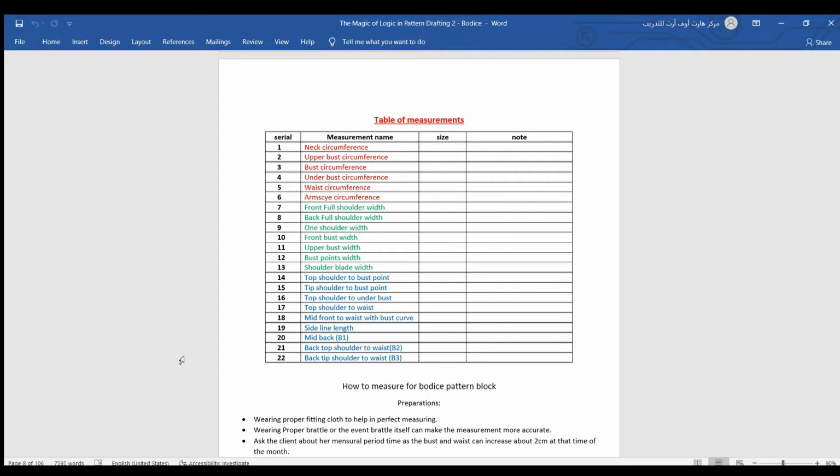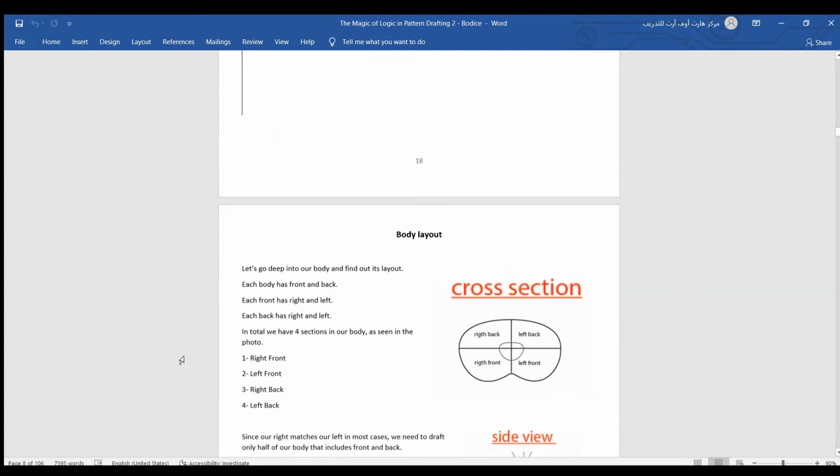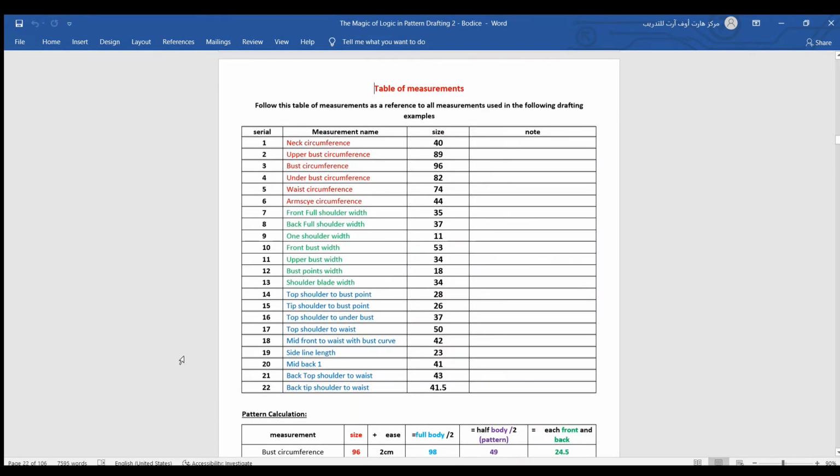Alright everyone, I will leave in the description box this table for the measurements, an empty one, and I will also attach another one that has real measurements. I have it in here. And I also highly recommend you check my previous videos on how to draft a skirt pattern. When you watch that video, you will have an idea on some stuff that I will mention in today's video as well. So it will make it much easier for you to understand.